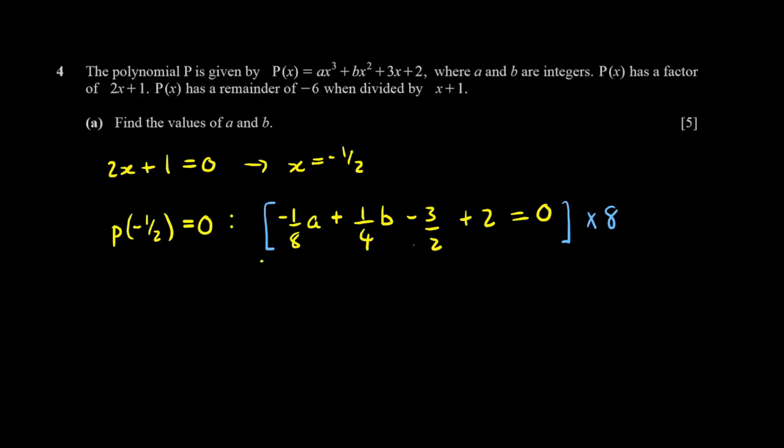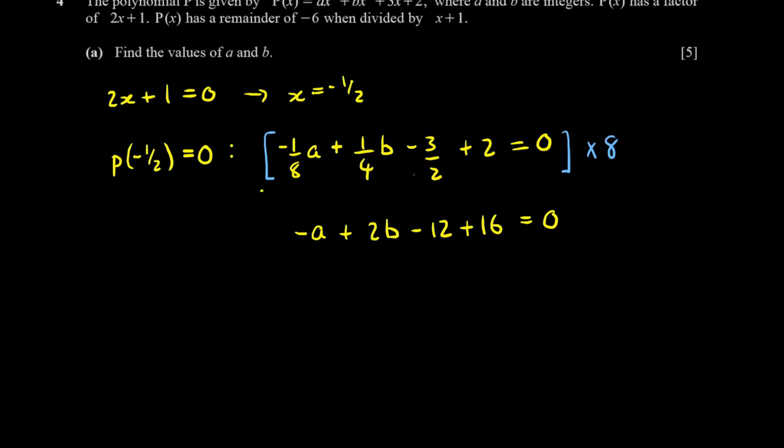So negative 1 upon 8 times by 8 is going to be negative 1, so we get negative a. A quarter times by 8 is going to give us 2, so that's 2b. Negative 3 upon 2, if I times that by 8, then it's 3 times by 4, so that's going to be negative 12. And then 2 times by 8 is 16. So we get that is equal to 0.